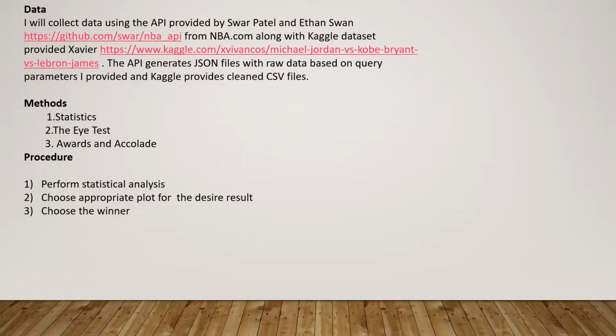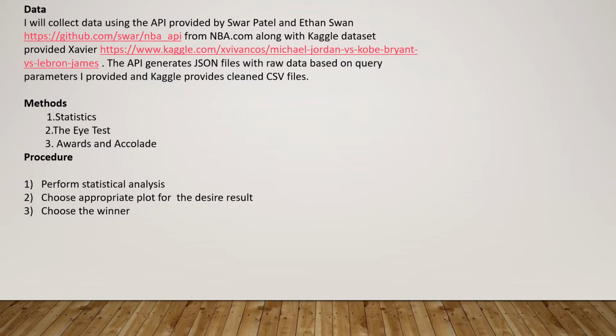Before I started working on the project, I collected data and decided what kind of methods I'm going to use on the project and the procedures that come along with it. For data, I collected from Kaggle and NBA.com, and I used one of the APIs provided on GitHub.com by two developers. From Kaggle, I downloaded the CSV file. For the NBA.com file, I had to process it a little bit.